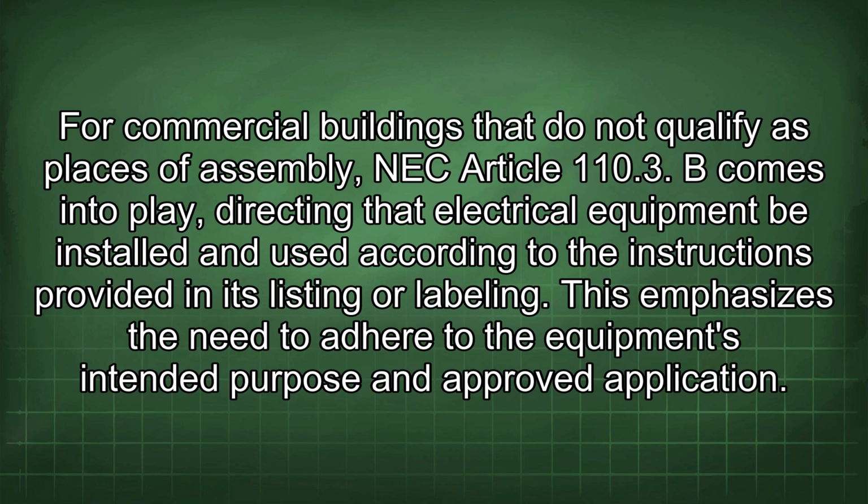For commercial buildings that do not qualify as places of assembly, NEC Article 110.3(B) comes into play, directing that electrical equipment be installed and used according to the instructions provided in its listing or labeling. This emphasizes the need to adhere to the equipment's intended purpose and approved application.